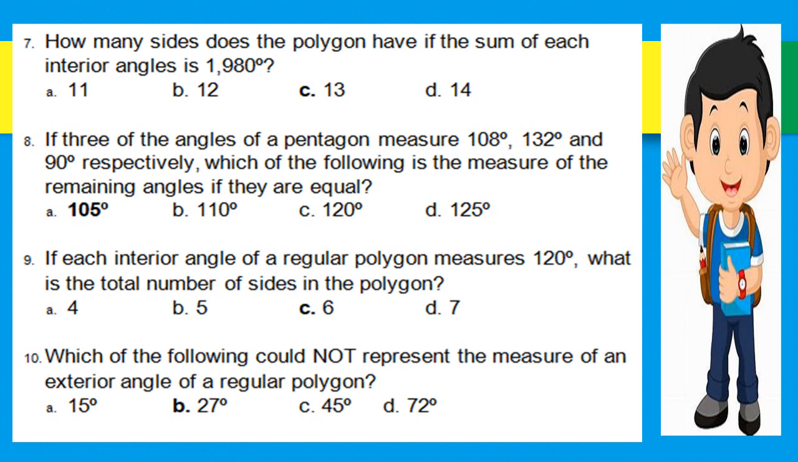Next, we have number 9. If each interior angle of a regular polygon measures 120 degrees, what is the total number of sides in the polygon? We have letter C, 6 sides, which is the hexagon. Which of the following could not represent the measure of an exterior angle of a regular polygon? A, 15 degrees, B, 27 degrees, C, 45 degrees, D, 72 degrees. The answer is letter B, 27 degrees.